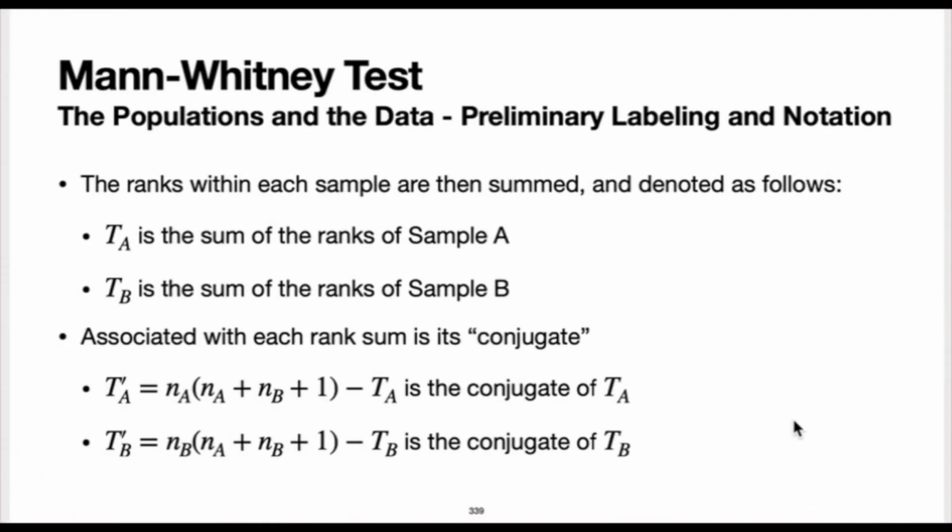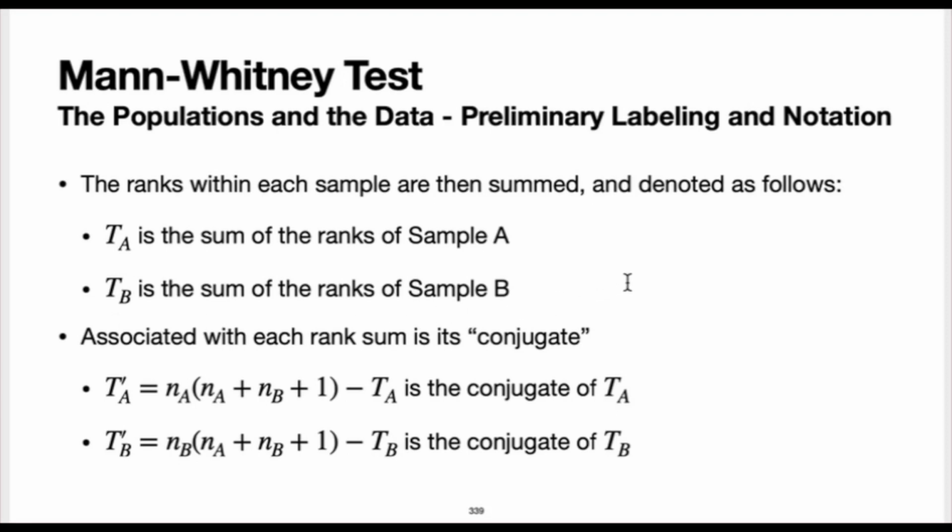All right, so we do combine the samples together to get that ranking, but we don't lose the distinction between the samples because we keep track of which sample each observation comes from. Is it from sample A or sample B? So once we have come up with the ranks from the combined sample, then we can think about separating those ranks into the corresponding ranked samples, and then we're going to sum up the ranks within each sample. So we'll denote by T sub A the sum of the ranks of sample A. We'll denote by T sub B the sum of the ranks of sample B.